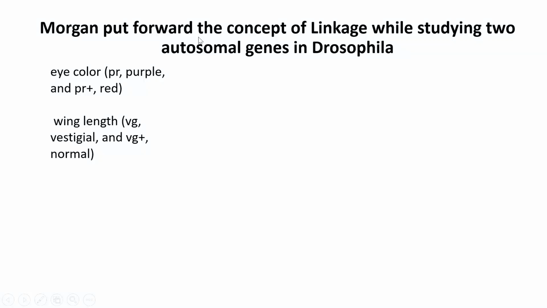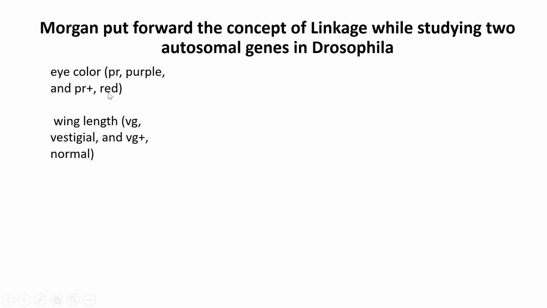So, now when Morgan started working on the fruit fly, what he found when he was studying the autosomal genes, I will show you in a minute. So, what characters was he using? He was using eye color. So, he has purple, PR, which is the symbol for the purple gene, and the red eye.